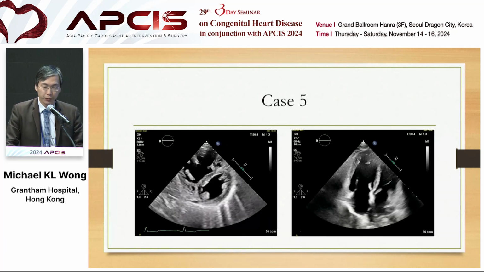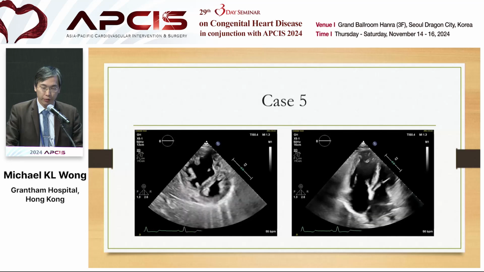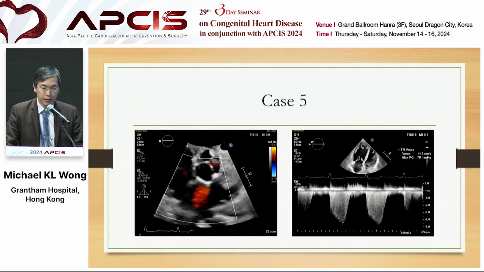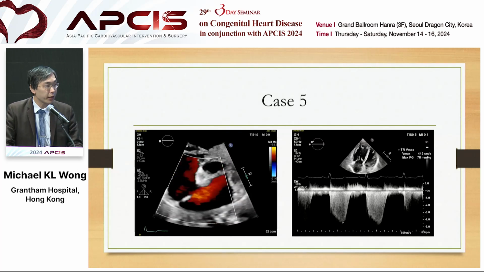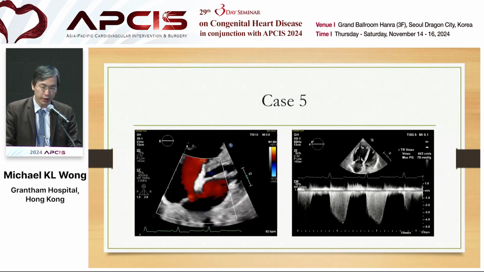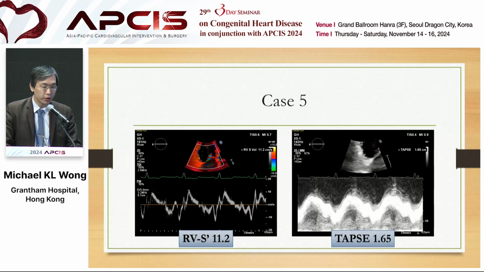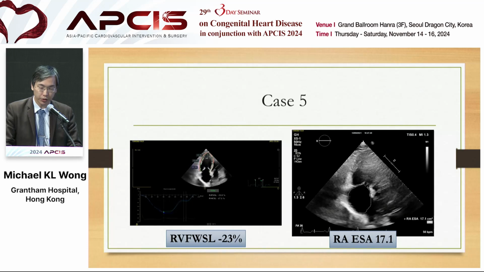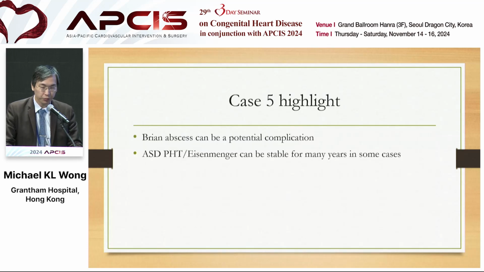You can see from the echocardiogram, although the RV is dilated, functionally it is still doing okay. ASD is still present, pulmonary pressure is very high, RVSP more than 80. However, functionally, the RV is still doing okay with RVS prime more than 10, TAPSE more than 1.6, free wall longitudinal strain negative 23%, and also the RA end-systolic area is relatively preserved.